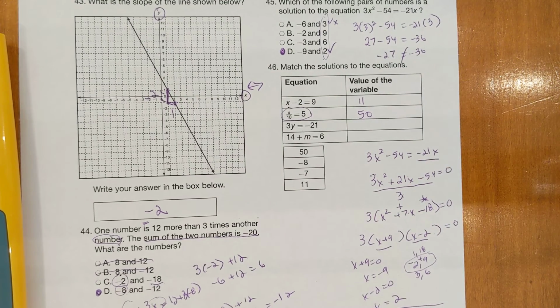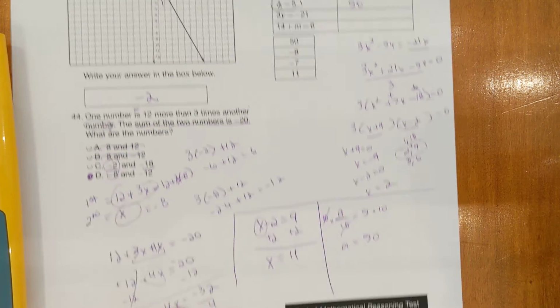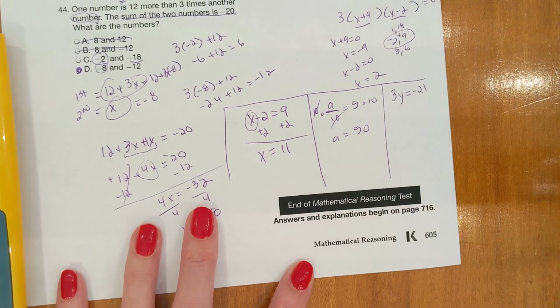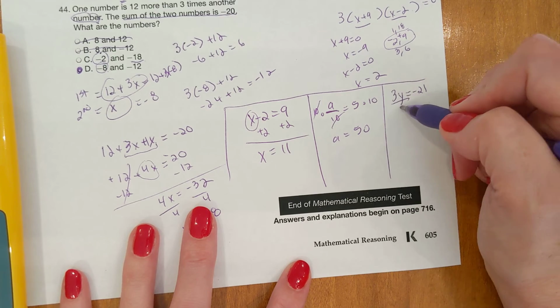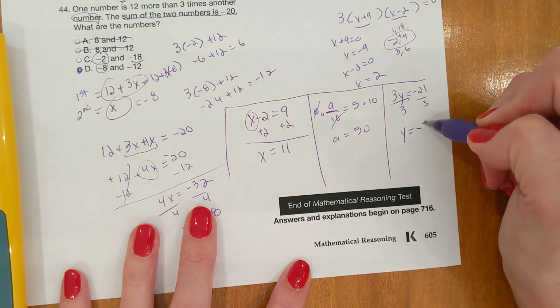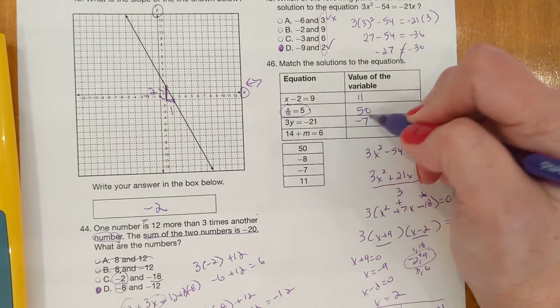The next one has 3 times y equals negative 21. 3y equals negative 21, so isolate that y. The opposite operation from multiply is divide. Negative 21 divided by 3 is negative 7. So you get negative 7.